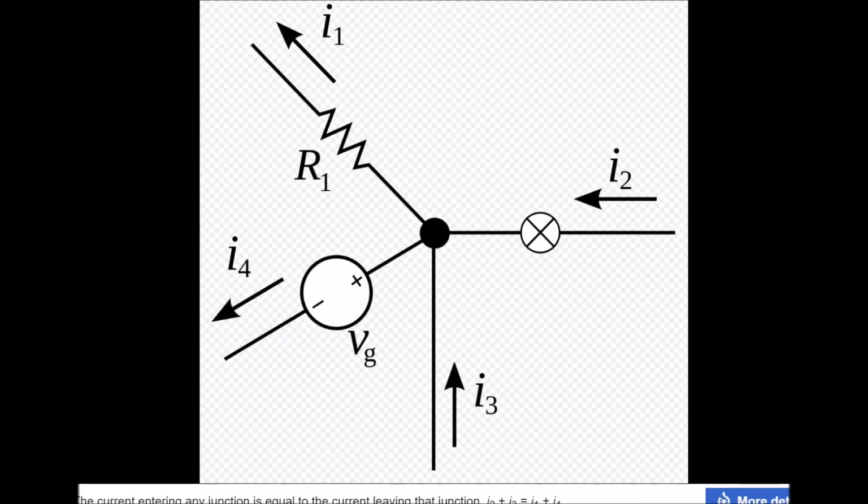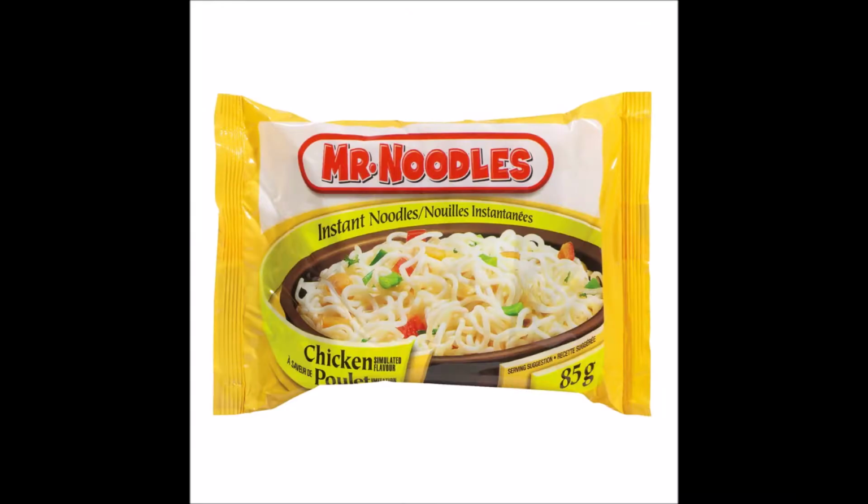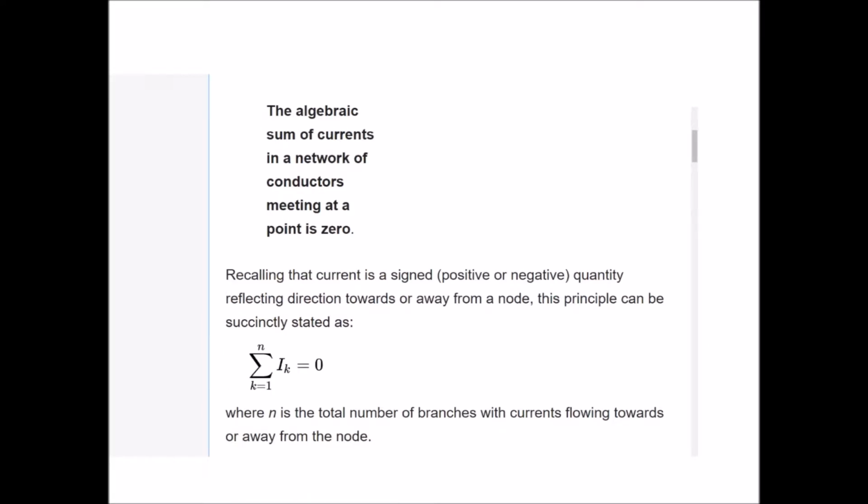Kirchhoff's current law, KCL. This law is also called Kirchhoff's first law, Kirchhoff's point rule, Kirchhoff's junction rule, or nodal rule. This law states that for any node, junction, in an electrical circuit, the sum of currents flowing into that node is equal to the sum of currents flowing out of that node, or equivalently, the algebraic sum of currents in a network of conductors meeting at a point is 0.